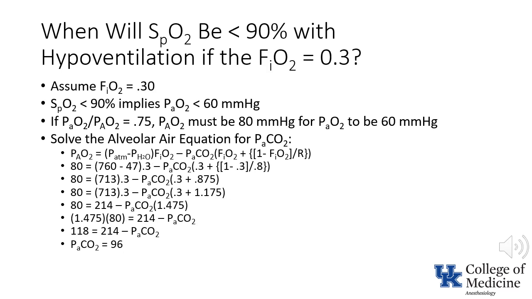This slide simply repeats the calculations with 30% oxygen. Note that in this circumstance, the PCO2 will be more than 90 before the saturation is 90%. Keep in mind that the higher the AA ratio, the higher the PCO2 must be to result in desaturation. For example, making no changes in these calculations other than to assume the AA ratio is 0.9 results in the determination that a PCO2 of 117 is necessary to achieve a saturation of 90%.